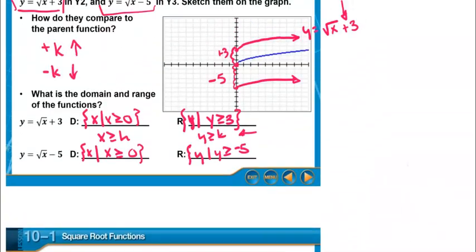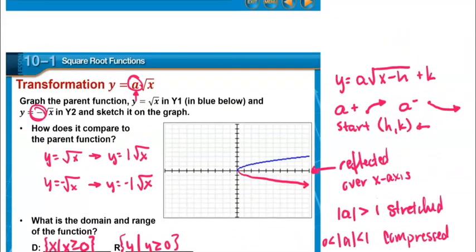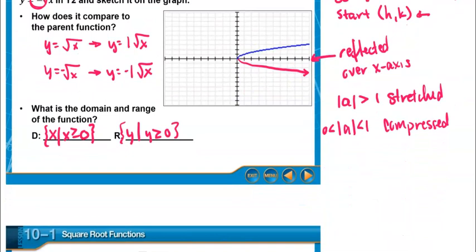In fact, let's go back up here to the reflection one, because I did not do this one right. So the domain and range on this one is all the y's such that y is less than or equal to 0. So when it goes down, its y is less than or equal to. When a graph goes up, its y is greater than or equal to.